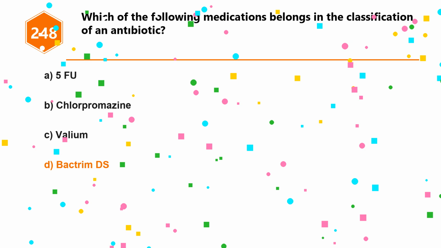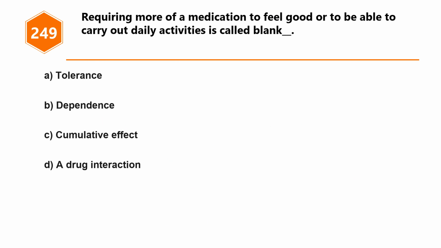The correct answer is option D, Bactrim DS. Question 249. Requiring more of a medication to feel good or to be able to carry out daily activities is called blank. Option A, tolerance. Option B, dependence. Option C, cumulative effect. Option D, a drug interaction.